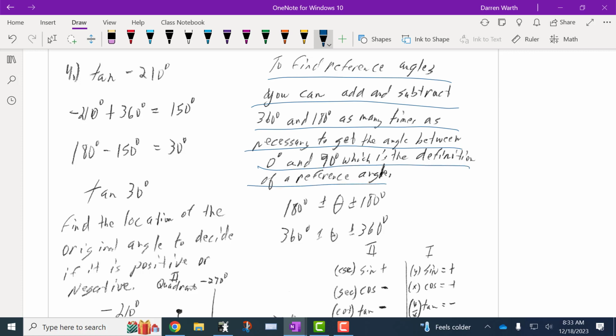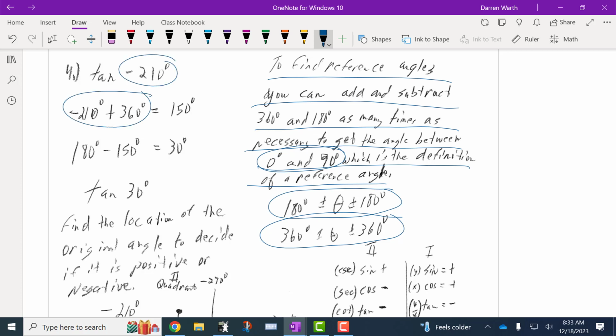So remember, reference angle is any angle between 0 and 90. So that means that I can take 180 degrees plus or minus the angle, which is what theta stands for. And I can take theta, which is the angle, plus or minus 180. Then I can take 360 plus or minus the angle, and plus or minus 360. So I'm going to take my negative 210. I'm going to add 360, it gives me 150.